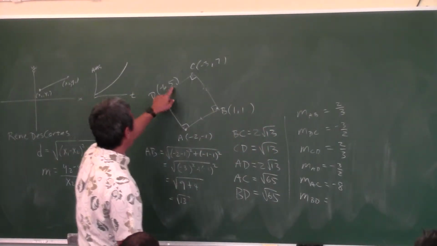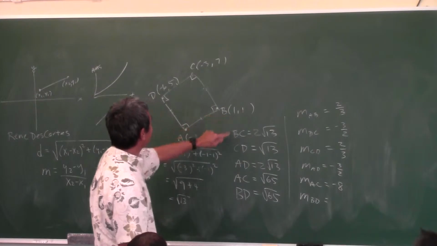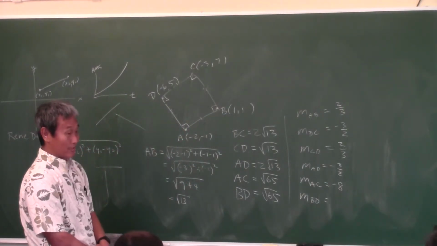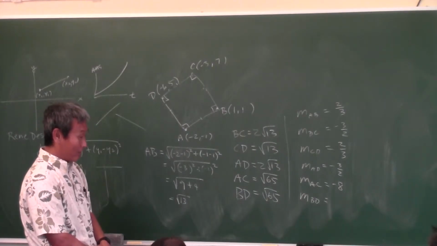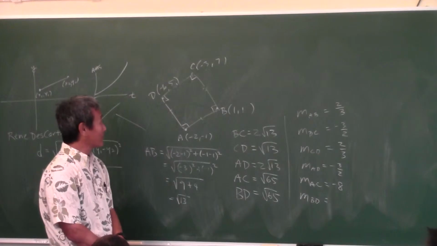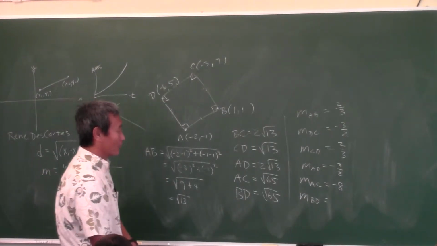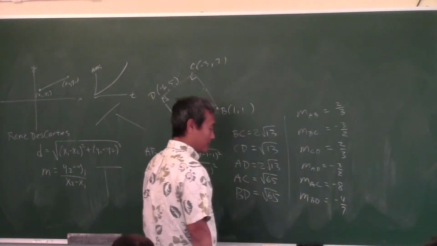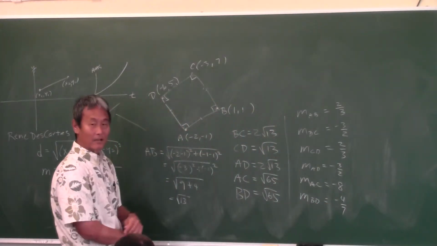BD, y minus y over x minus x. What? 5 minus 1 is 4. We cannot subtract 1. You know how sad that is? -6 minus 1 is -7. 4 over -7. That took a while. So are these perpendicular? No, they are not. So this is a rectangle.